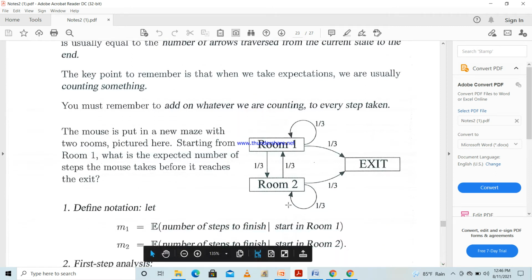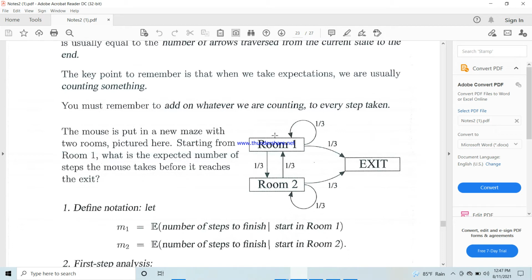In this diagram you have two rooms, room number 1 and room number 2, and you have an exit point. Let's look at the probabilities. If you take room number 1 and use this path, you can quickly get to the exit point and the probability is 1/3. If you take room number 1 and this path, you will come back to the same room with probability 1/3. Or if you take this path, you will end up in room number 2. Again, the probability is 1/3.